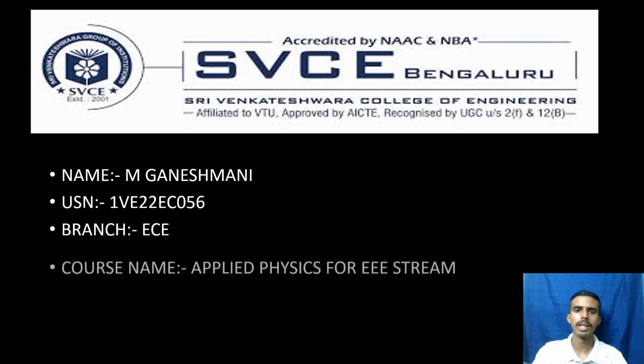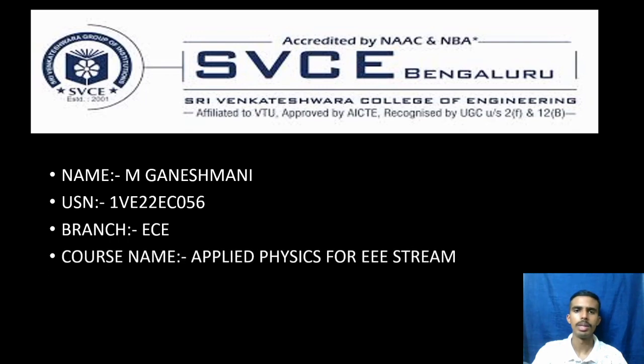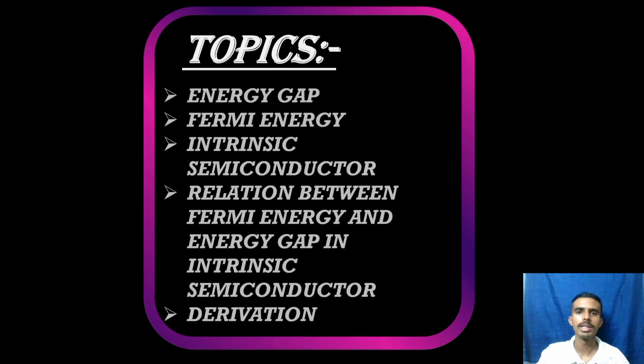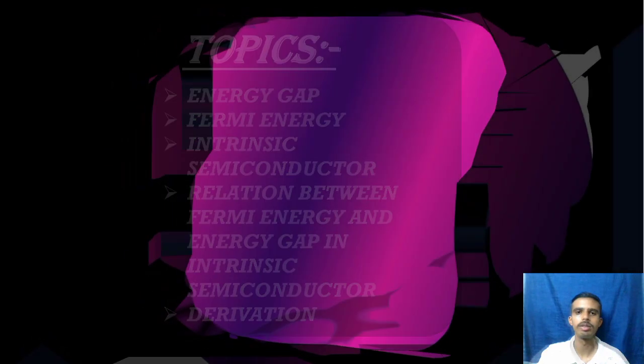So today's subject is Applied Physics for EEE stream and the course code for this subject is BPHE 202. The topics that we are going to be learning are what is energy gap, what is Fermi energy, what are intrinsic semiconductors, the relationship between Fermi energy and the energy gap in intrinsic semiconductors, and the derivation of this relation.